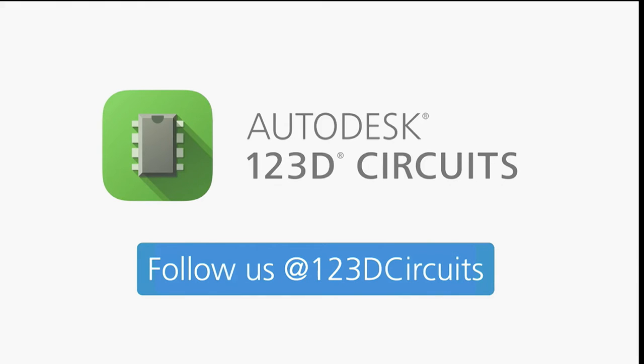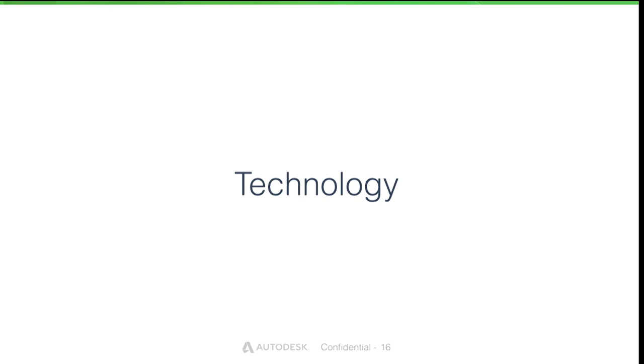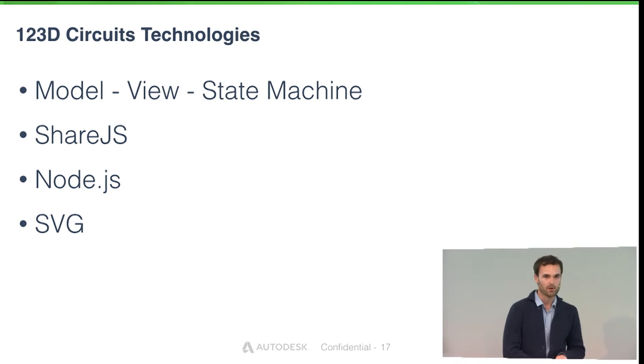Let's talk technology. I tried to keep the previous part fast, because it's all background, but tonight it's about HTML5. So what is the technology that we're using to make this possible? I've selected a few topics that we're using quite extensively in our product. We first have model view state machine instead of model view controller. We're using ShareJS quite a lot. It's now called ShareDB. We're using Node.js, of course, everybody does. And finally, we depend quite heavily on SVGs.